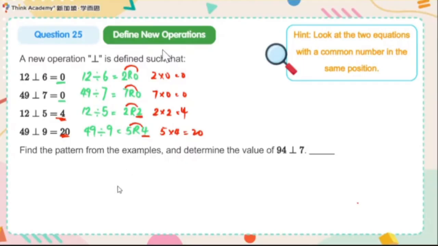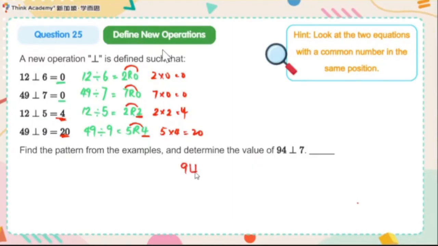So from here, you found the pattern, right? The pattern here is you take the bigger number at first, divide by the smaller number, find a quotient and remainder. Then you multiply and see what is their result. Okay, so that's the pattern. Remember to check it with all the equations. Whenever you see a defining operations problem, whether it's in competitions or exams, test it with all the equations to see if your pattern applies. It's true for every equation.